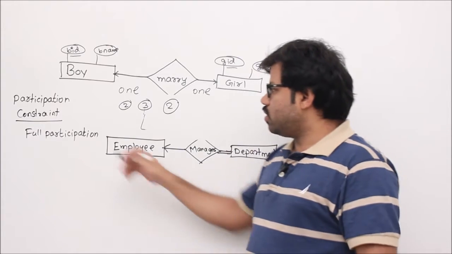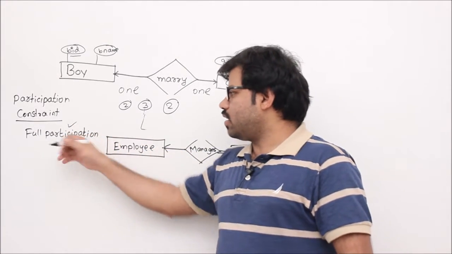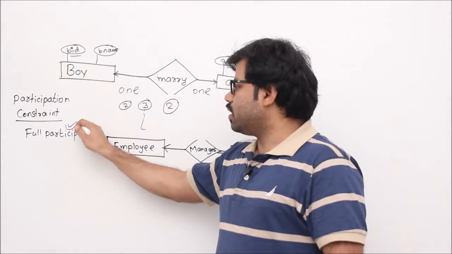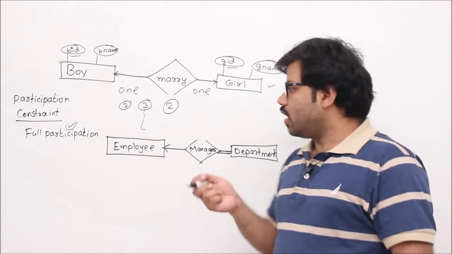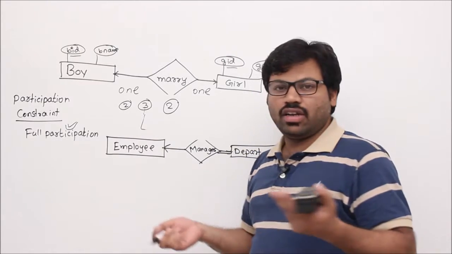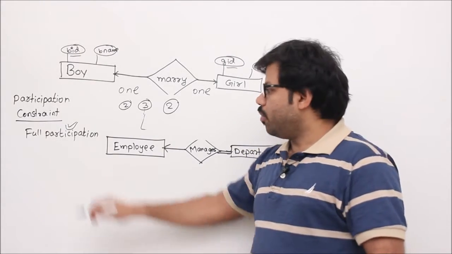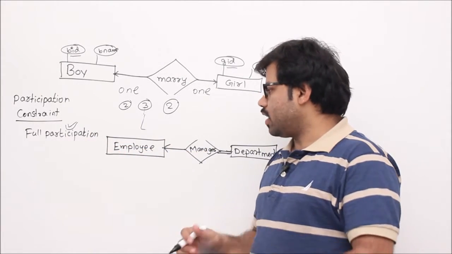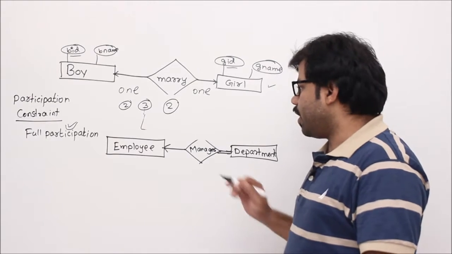Now sometimes you might have this kind of constraint, full participation or partial participation. If it is full participation, how do you ensure it? Generally, if you don't do anything, if you simply create the table, that will represent partial participation. But to represent full participation, what to do, I will tell you. Actually, what is full participation? We will see with some example.